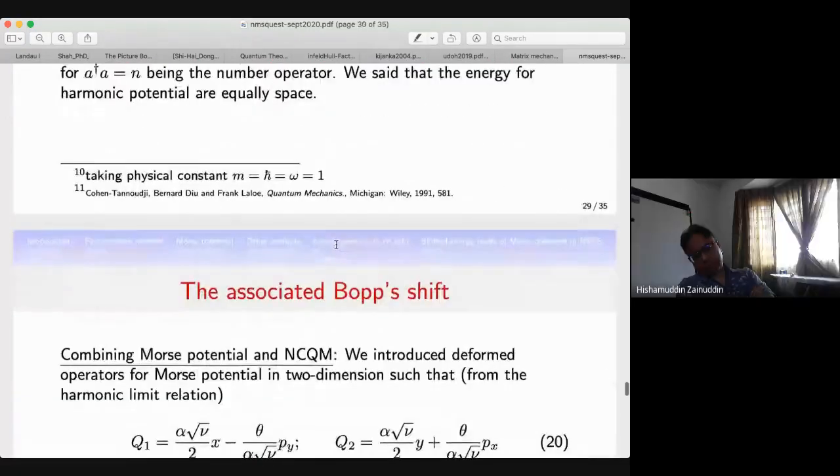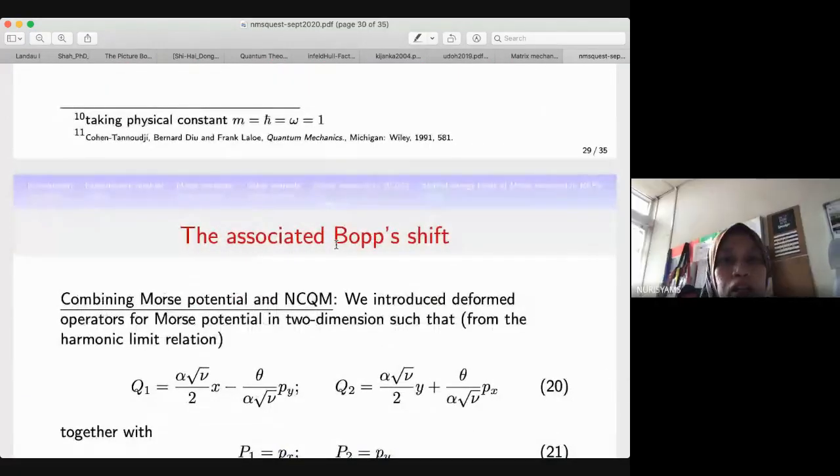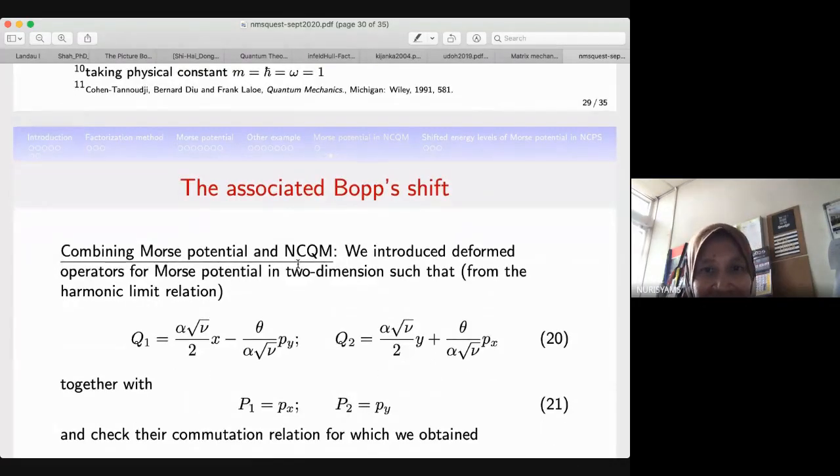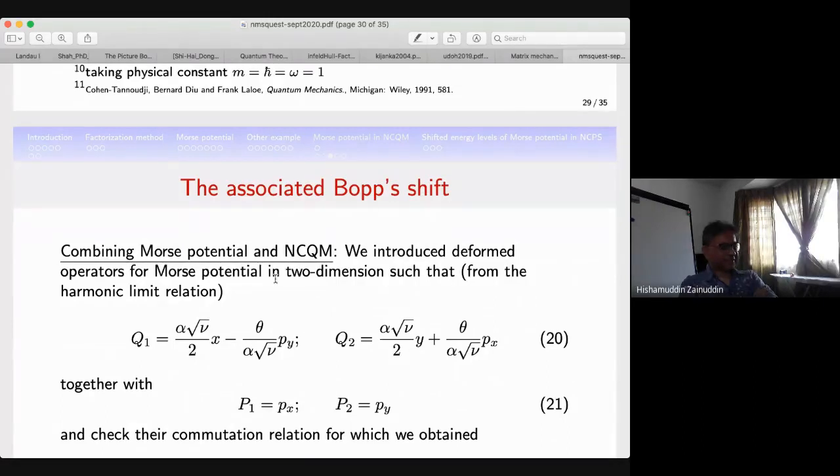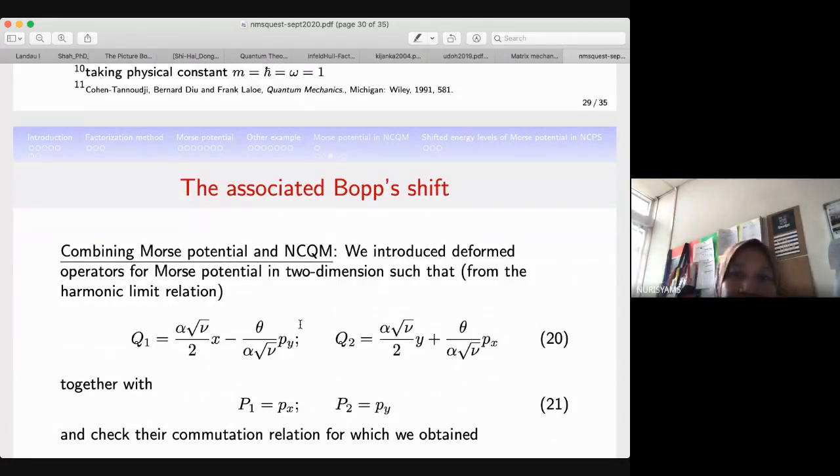All right. So we are going to look at the associated Bob shift. We call it Bob shift, but Tisha might not like it. Bob shift this. Combining Morse potentials and NCQM.